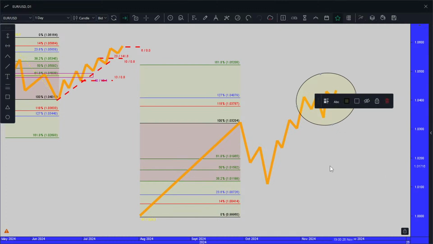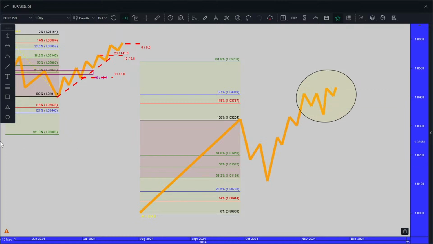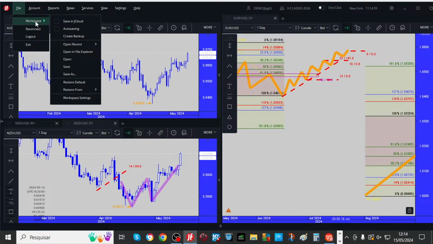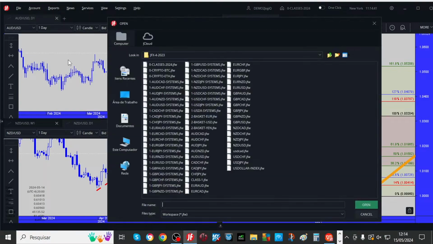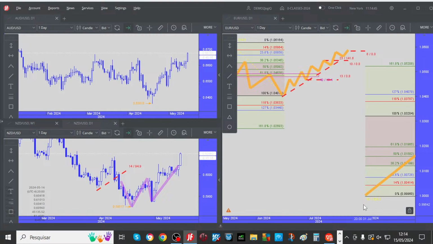Anyway, talking about the false crowns and the Fibonacci's, let's go one by one and let's try to find one. Okay, so let's go on AUD-CAD. We're going to go one by one and we're going to try to find false crowns.